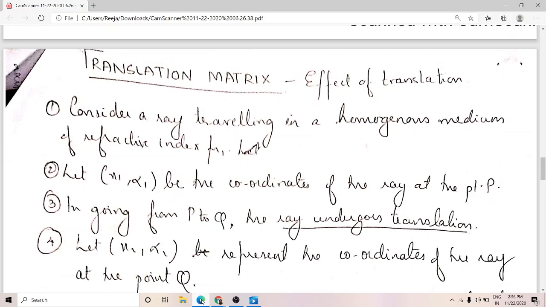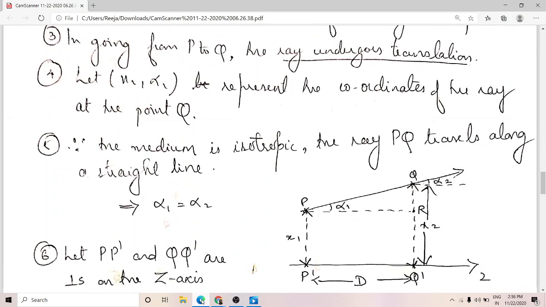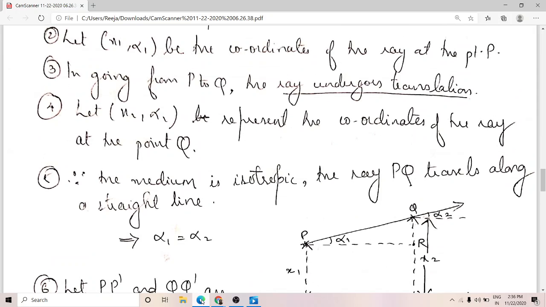For that, we are going to consider this figure. So this is my ray PQ. It began at P, the initial point, and it is going to the point Q. That means in going from P to Q, the ray is undergoing a change of height. There is no change in the direction, it is simply undergoing a change of height, which means the ray is undergoing translation.